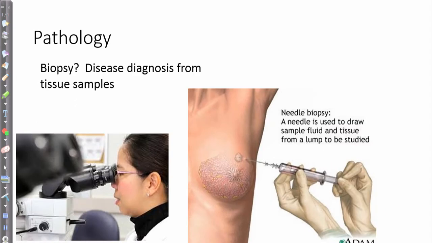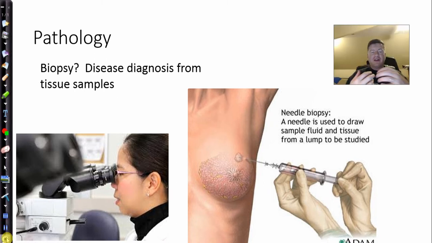So why do I include a slide here about pathology? What's the connection between histology and pathology? The connection between the study of tissues and looking at pathology, which you should know is the study of disease.